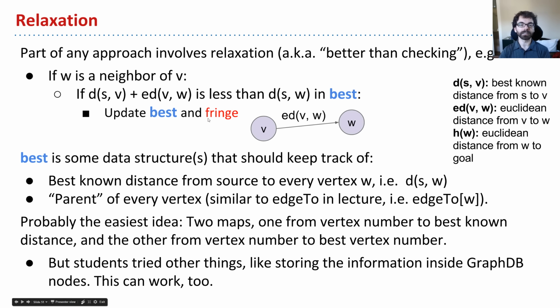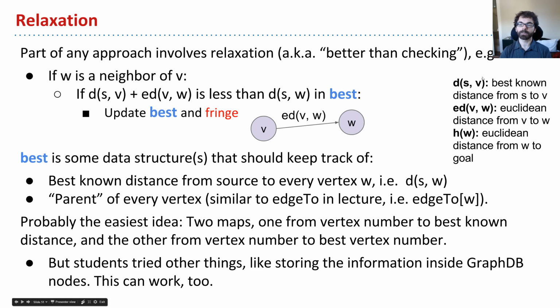ED is the Euclidean distance from V to W, the edge weight from V to W. And that overall sum, if it is better than what I've got stored in my best known list of distances, then I'll update best, and I will also update the fringe. In each of the different approaches I'll go into it a little more verbosely, but this is the fundamental operation at the heart of all of our A-star implementations.